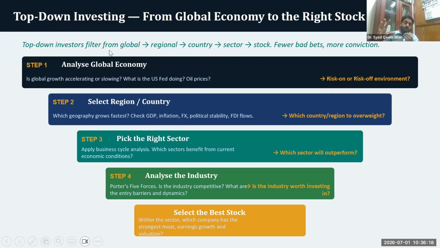Once you have analyzed the global economy, in step 2 you are now selecting the region or sometimes even countries. Region meaning, what region would you like to invest in on the basis of your global economy analysis: European countries, East Asian, African, the US market, Southeast Asia, whatever. So you will select the region. Obviously, you will select on the basis of different growth rates, GDPs, inflation, forex changes, political stability, FDI, all economic indicators. It's not that you select a country because you like to invest in it. Never. What are the economic indicators that will help you select that region or country?